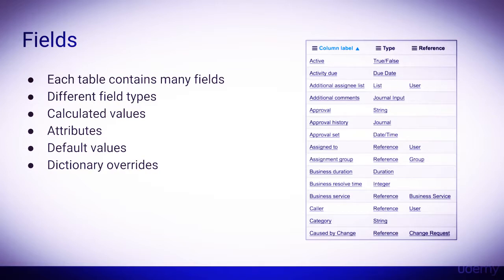In the screenshot to the right, we see a list of fields in the incident table displaying their column label, field type, and reference if one exists. We'll explore this page more in depth shortly.